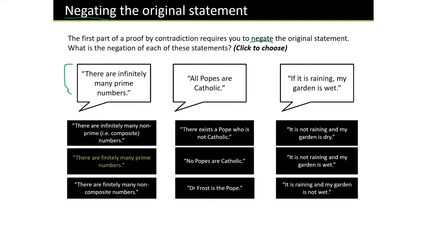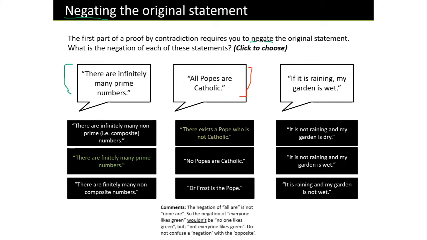Okay, because if there's infinitely many, the negation would be that there's finitely many, they don't go on forever. This one here, the middle one's a little bit harder. So the middle one says all popes are Catholic. We need to find the negation of that. And the negation of that is there exists a pope who is not Catholic.